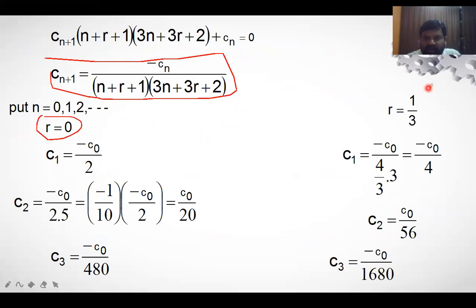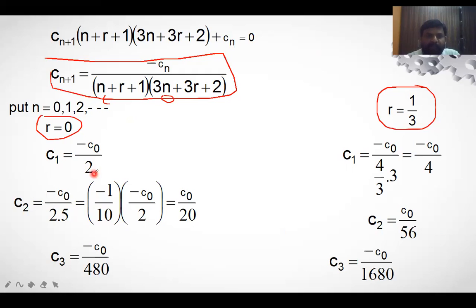So put n equal to 0 and r equal to 0 in this. If you are substituting n equal to 0, this is c1. Putting n equal to 0 means this term is 0. Now we have to put r equal to 0 in this. If you are substituting r equal to 0, this is 1 into 2. So we will get minus c0 by 2.